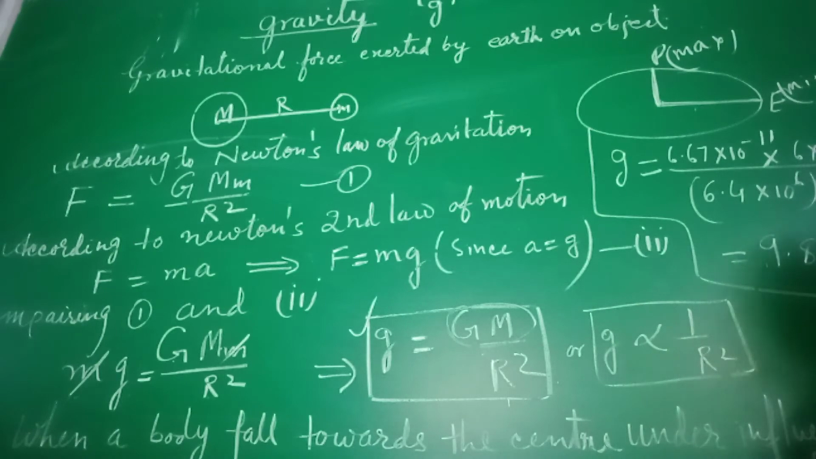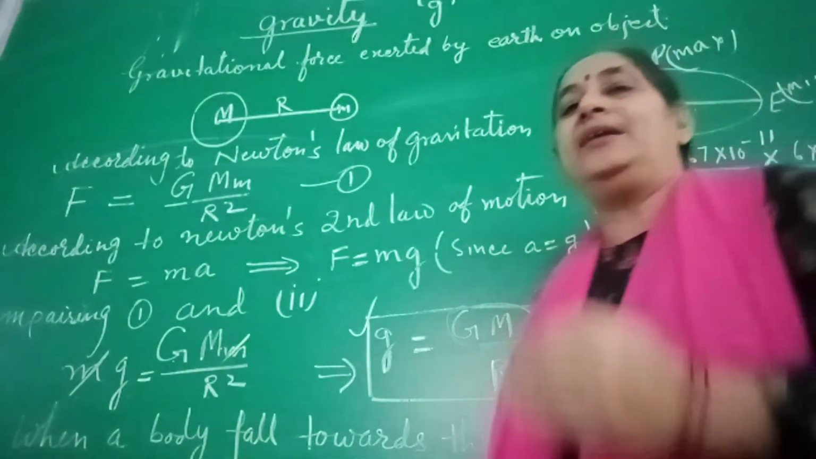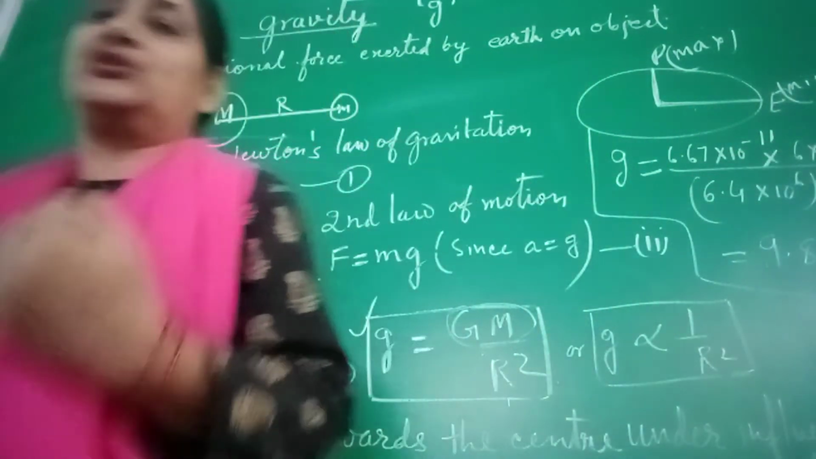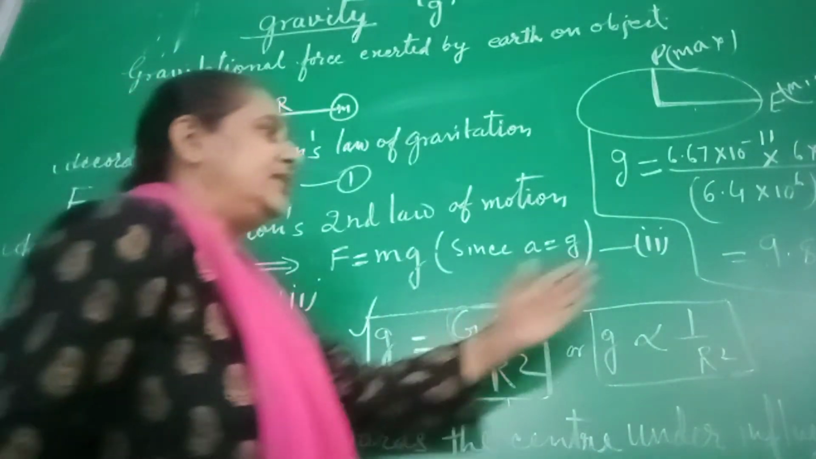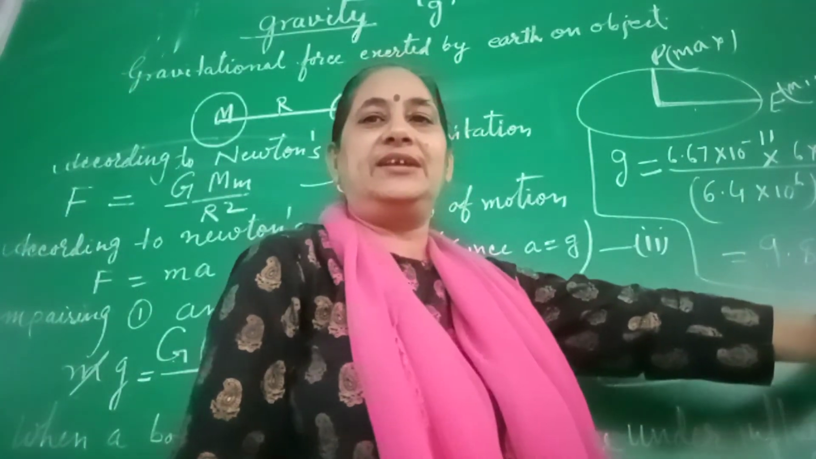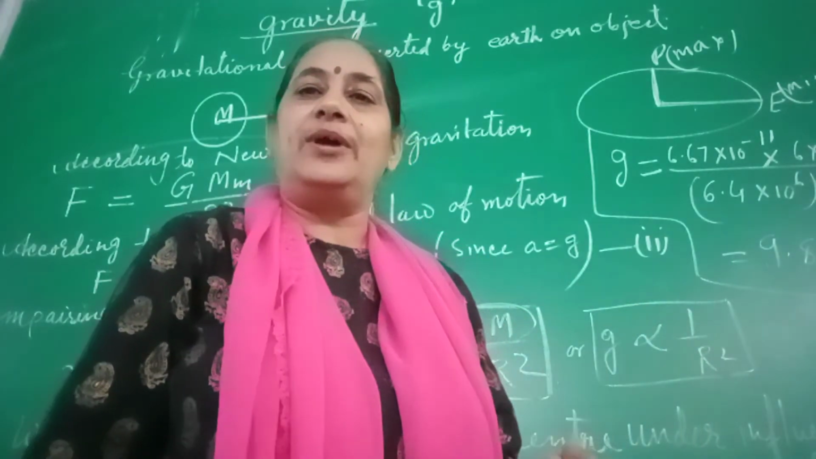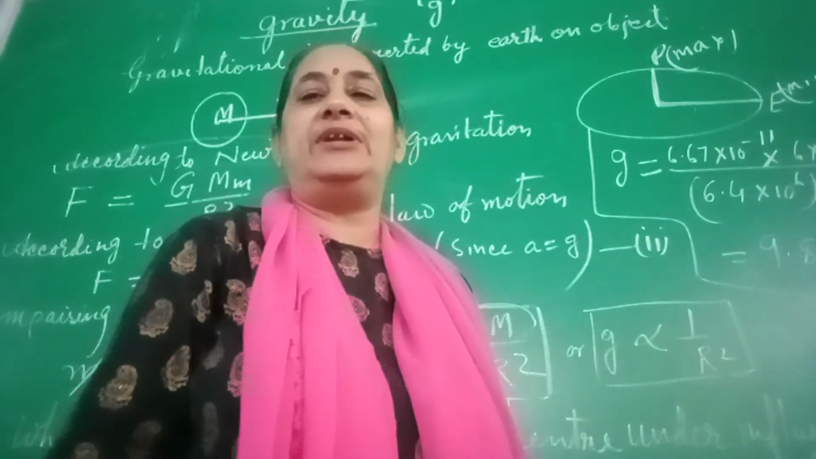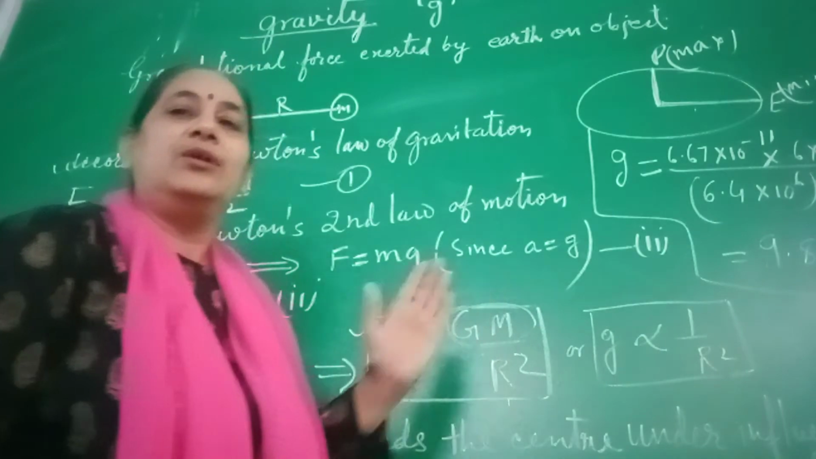So what does it mean? On the surface of the earth, it is 9.8 meter per second square. So this meter per second square is the unit of acceleration. Acceleration is a vector quantity, so acceleration due to gravity is also a vector quantity.